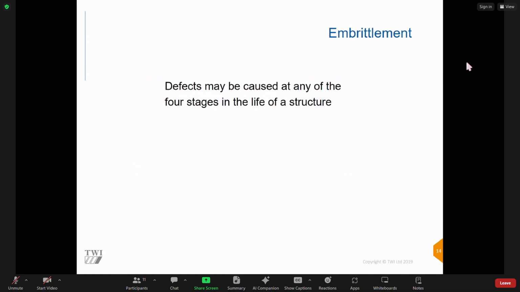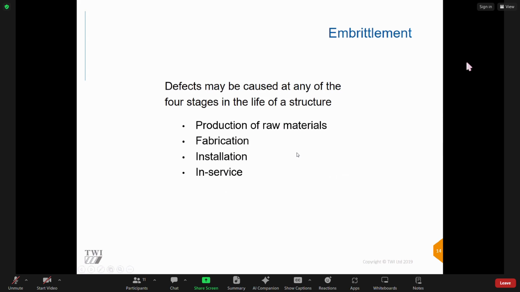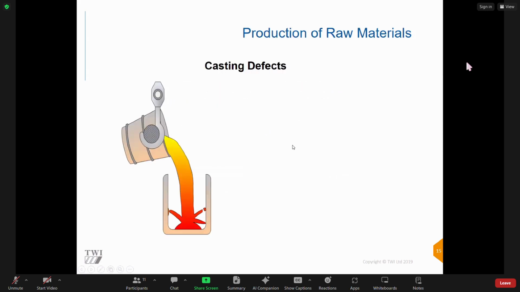So defects may be caused in any of the 4 stages in the life cycle of a structure. So production of the raw materials, fabrication, installation, or of course in service. Okay, so look at these. First, production of the raw materials.